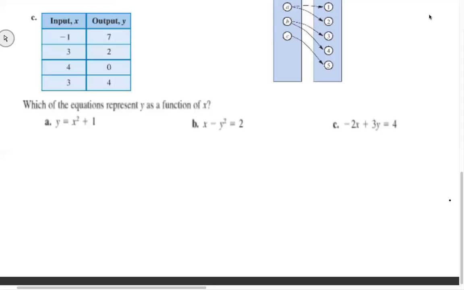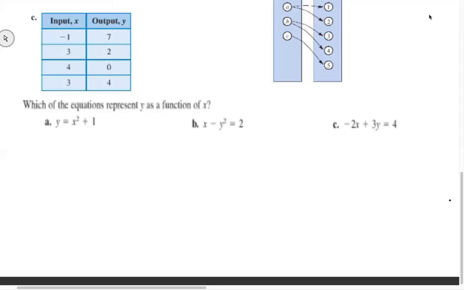A is a function because notice y is by itself. Okay? Y is by itself, and that's not the only thing that makes it a function. But it's y equals an x value, right? There's nothing funky going on there. If you type y equals x squared plus 1 into your calculator, you're going to get this shape. It's a U. It's like you took the U and moved it up 1 unit.